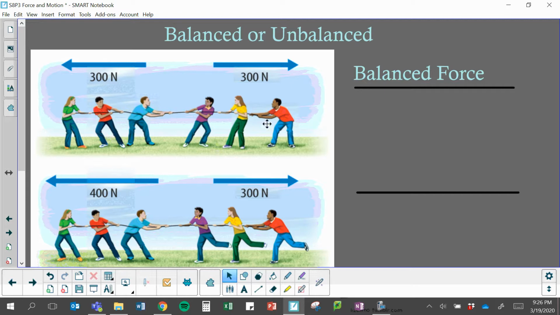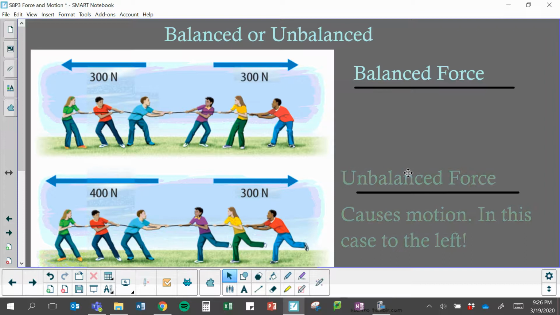They're tied. In this second one, it's unbalanced. That means it's going to cause motion to happen. And in this case, the motion is going to move to the left. These are the people applying more force. Therefore, they're winning and the motion is going to move towards them.